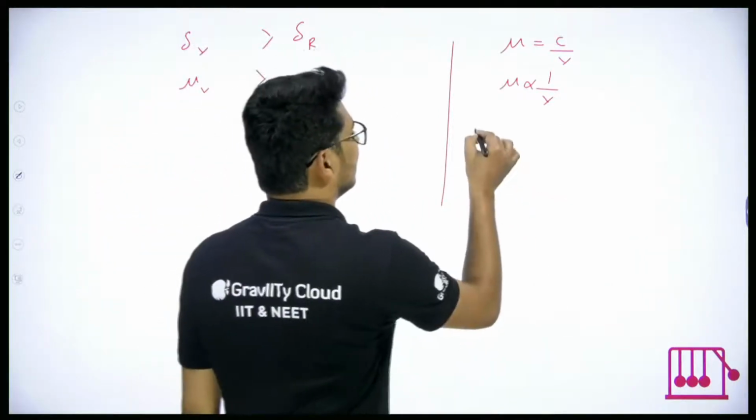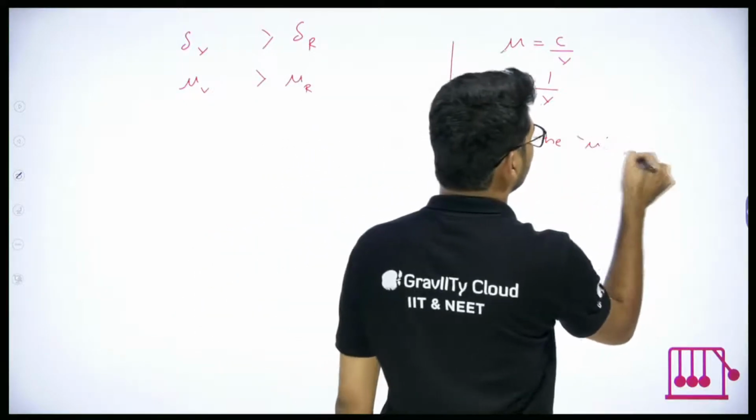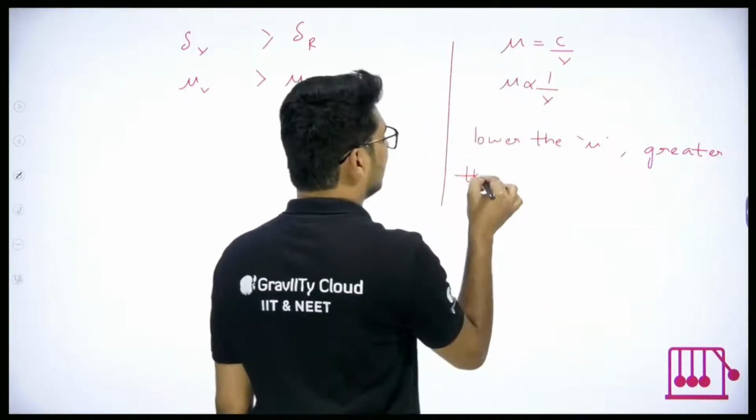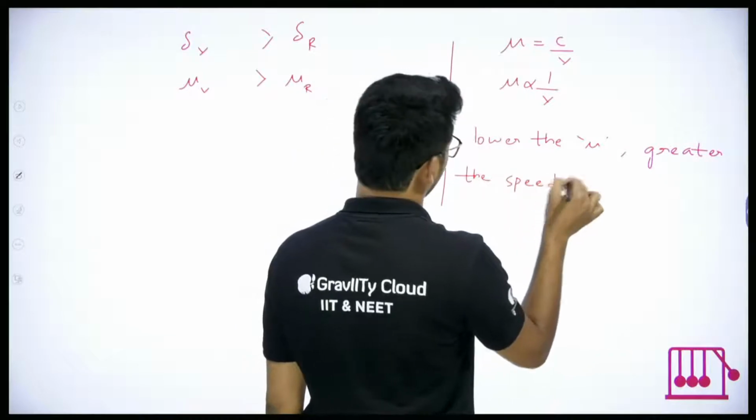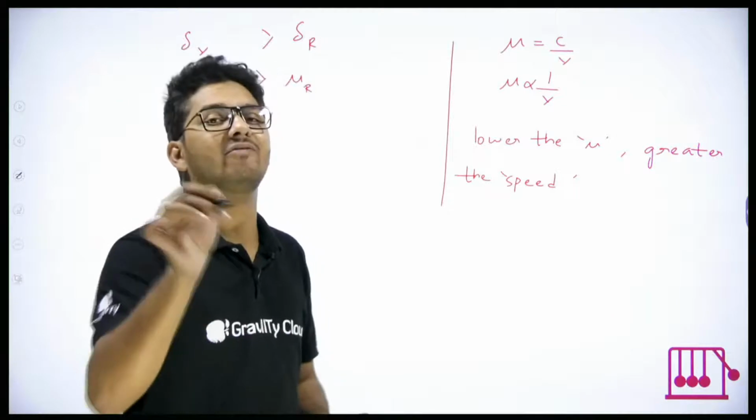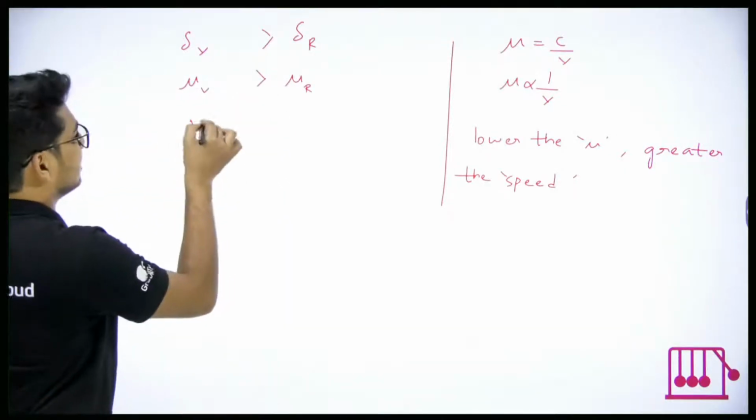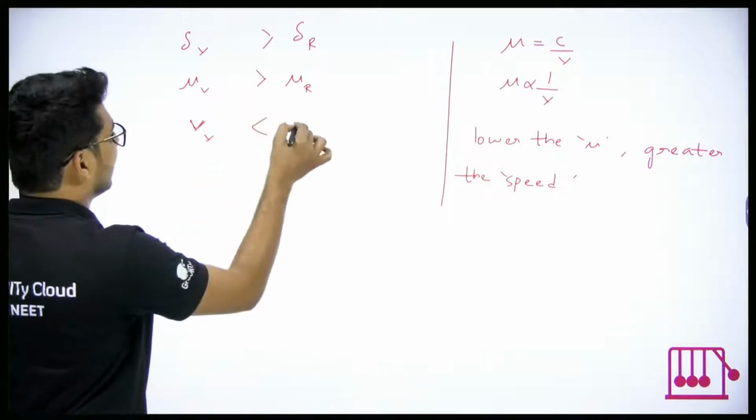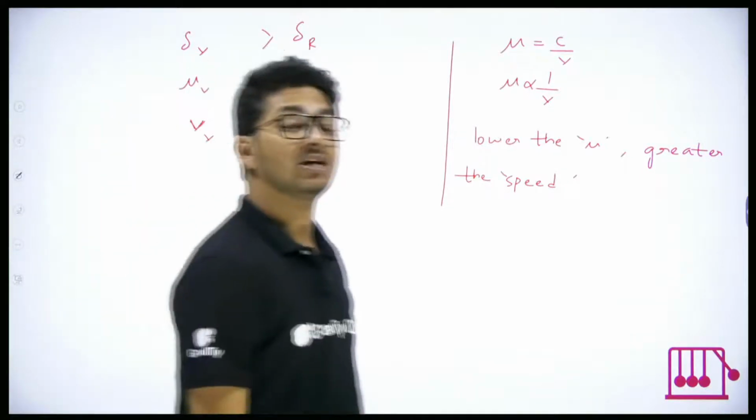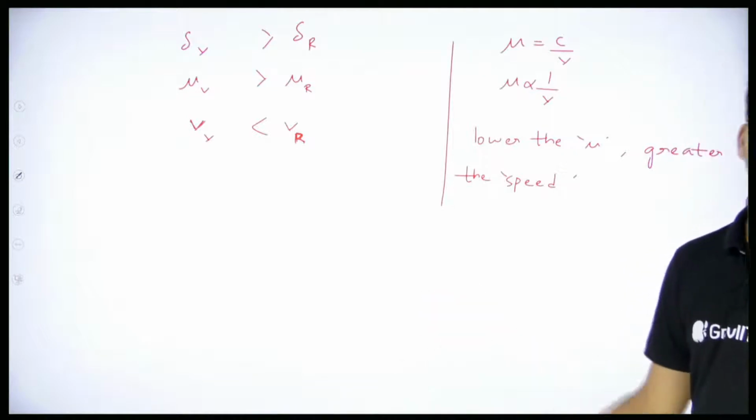So you can say lower the refractive index, greater the speed. Inversely proportional will mean this. If one is less, the other will be greater. So if you need highest speed, you have to look at the lowest refractive index. Who has the lowest refractive index? Red. So you can say speed of violet is less than speed of red. It inverses. It becomes ulta. Clear? Speed of violet is less than speed of red.